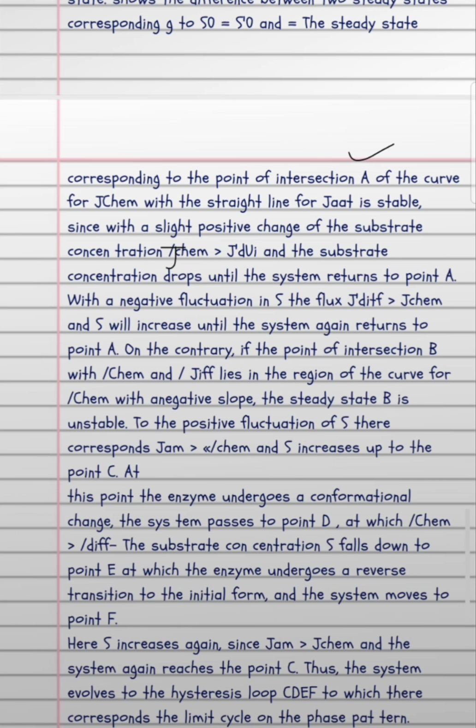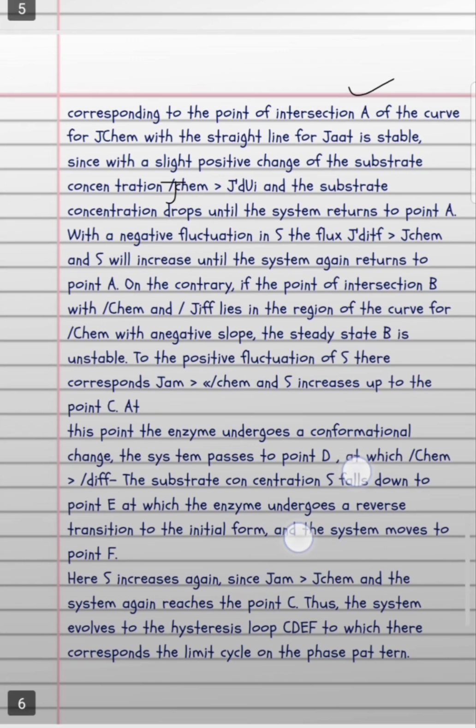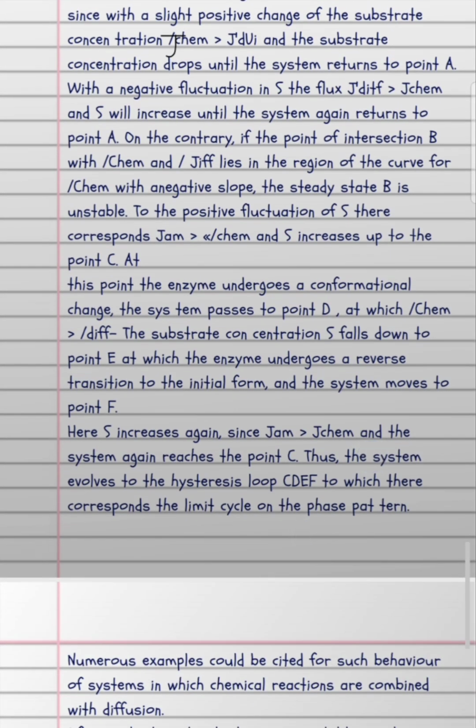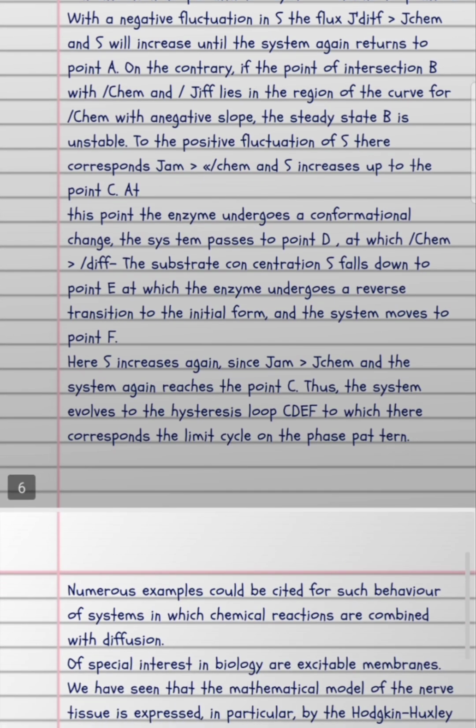With a negative fluctuation in S, the flux J_diff is more than J_chem, and S will increase until the system again returns to the point A. In contrast, if the point of intersection B of J_chem and J_diff lies in a region of the curve for J_chem with a negative slope, the steady state of B is unstable.